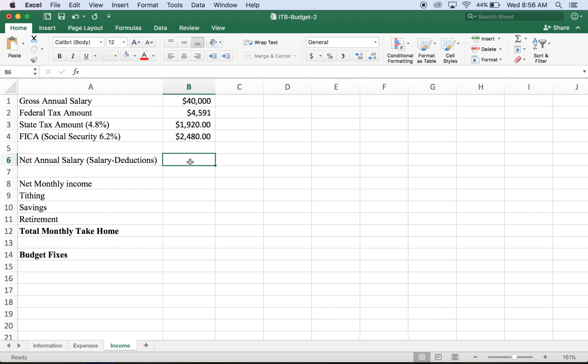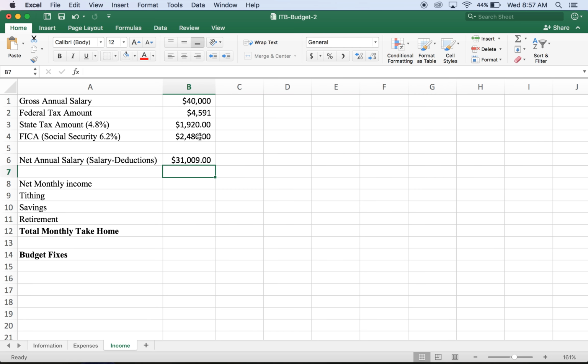All right, so our gross annual salary is pay before deductions. Net annual salary is pay after deductions, or salary minus deductions. So we will again take B1, we'll subtract out federal taxes, state taxes, and FICA. And from my $40,000, taxes take about $9,000 out of that, which is fairly close to 25%, just below 25%.